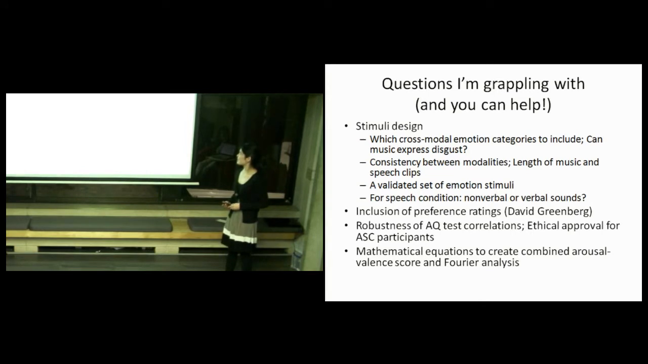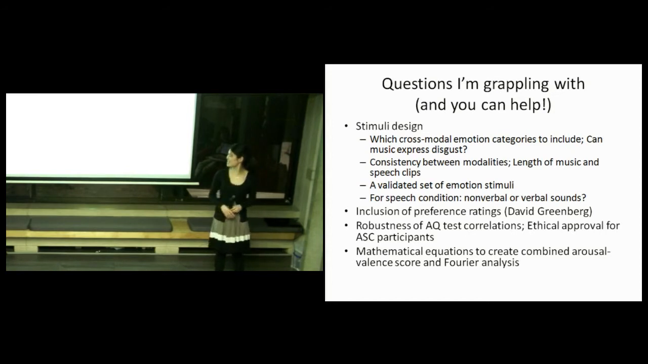And the other thing is making sure that there's consistency between those 3 conditions. For example, right now the music one is 13 seconds long and the speech ones are really short. So I'm thinking I should maybe repeat the speech conditions so that they're 13 seconds or something like that. But the difficulty is I'm trying to find a validated set of emotion stimuli. So these have been validated sets.